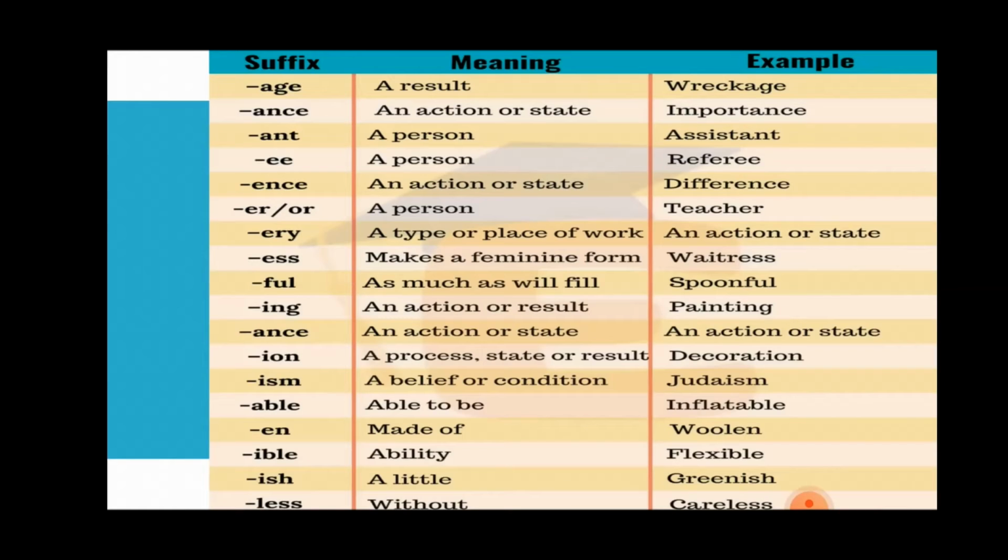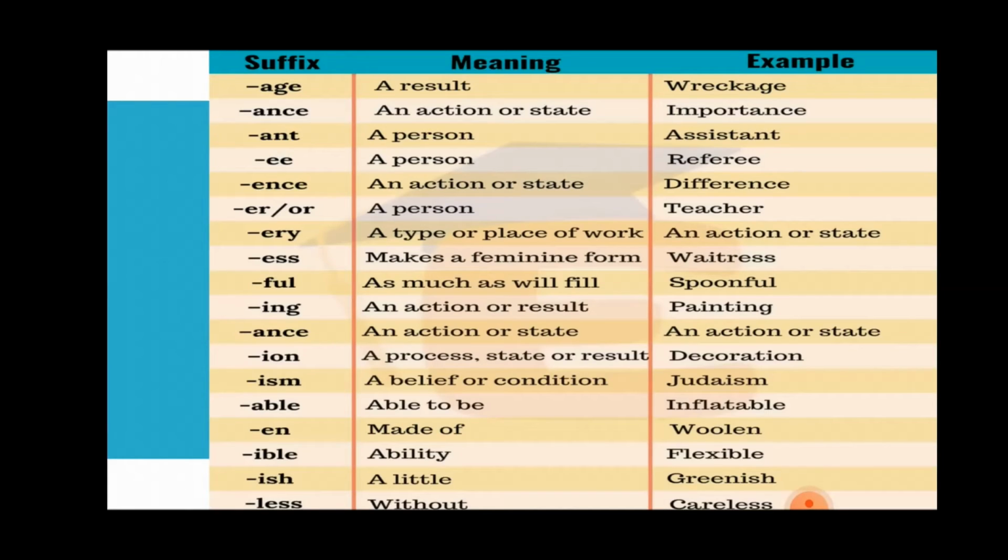And ing is also related to action or result, like painting. Already we have seen that it's related to action or state. And ion means it's a process. And ism means it's a belief or condition, like Judaism. And able means able to be, like inflatable. And en, you can say wooden.